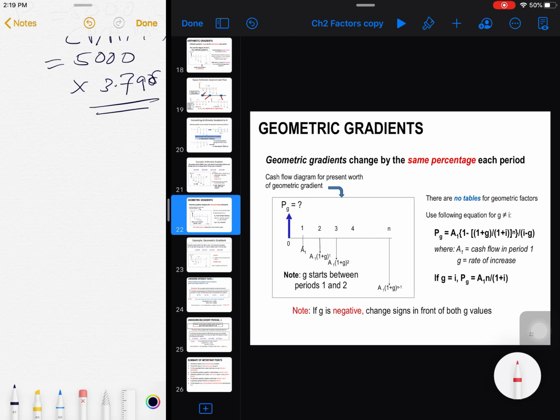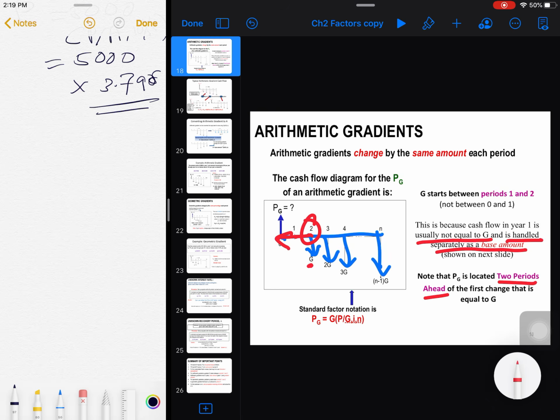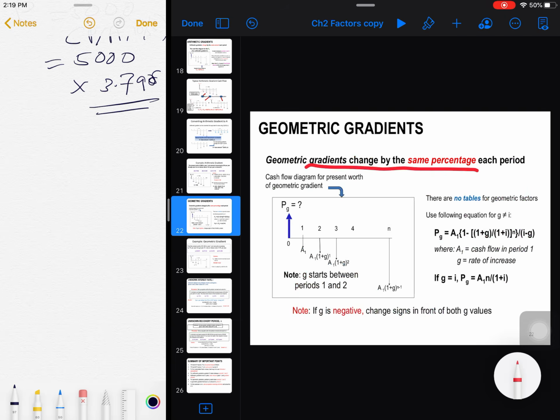Okay, so geometric gradient, if you proceed, is where the gradient changes by the same percentage. In arithmetic, you got to know the change is by the same amount. But if you go to geometric, it is the change by the same percentage. So thus, there are no tables for geometric factors. We need to use this equation.